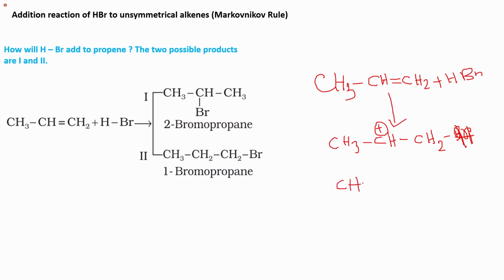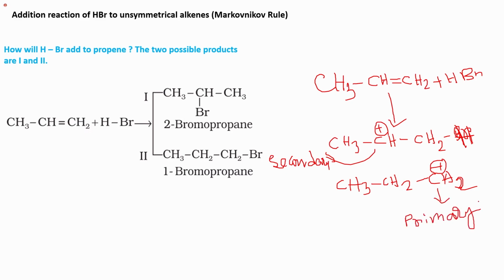Another carbocation possibility is here, CH3, CH2, CH2 plus. Now one is the secondary and this is the primary. So this is secondary and this is the primary. We know that we always need the more stable carbocation.